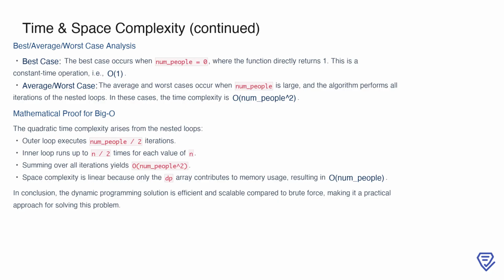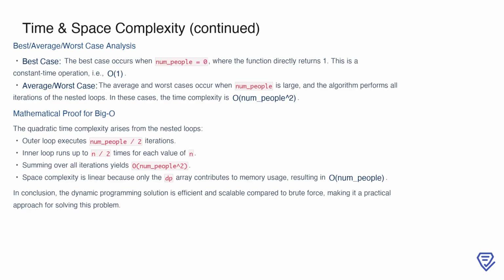To understand why the time complexity is quadratic, consider that the outer loop runs number_people/2 times, and the inner loop for each n runs up to n/2 times. Summing over all these iterations mathematically confirms the O(number_people^2) complexity. For space, the DP array remains the dominant factor, contributing to an overall space complexity of O(number_people). In conclusion, this dynamic programming solution effectively balances time and space, providing an efficient and scalable approach compared to brute force methods.